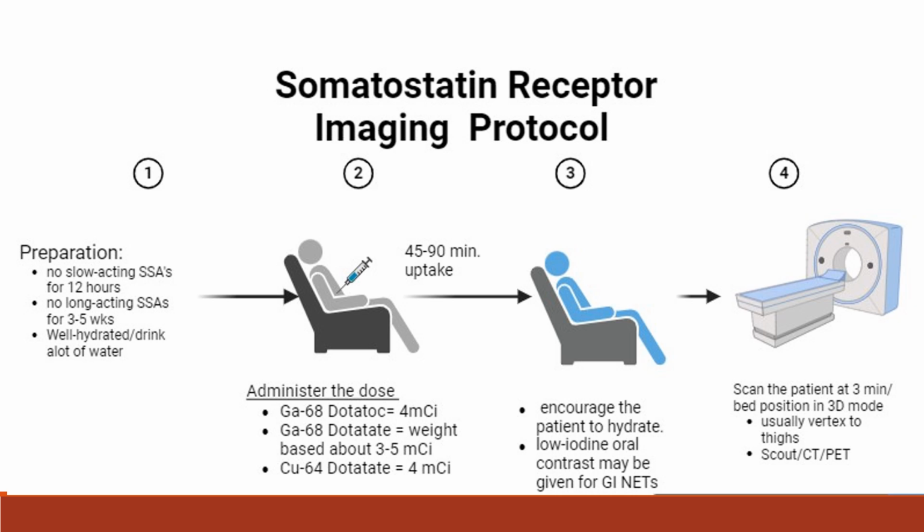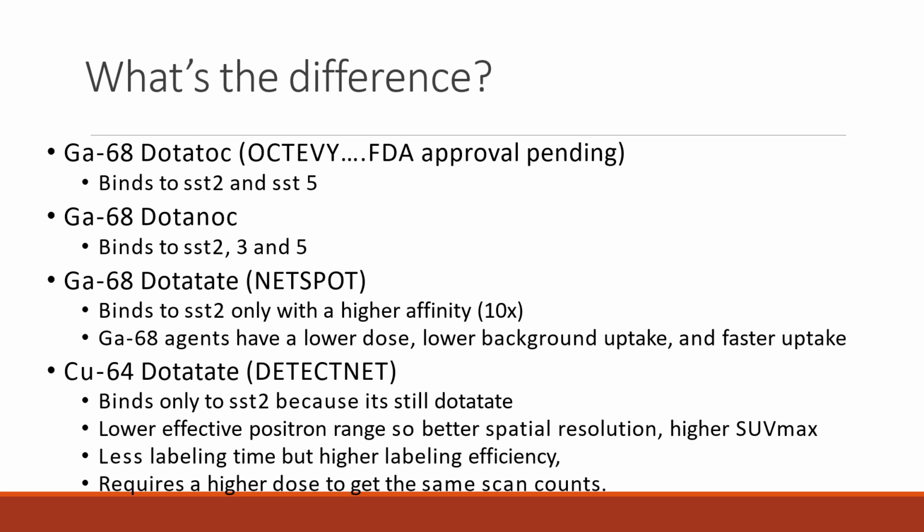Administer the dose, 4 millicuries for DOTATOC, weight-based for gallium DOTATATE, or it's about 3 to 5 millicuries. And then for copper, it's 4. Uptake for about 45 to 90 minutes roughly. And then encourage them to hydrate, have a low iodine oral contrast for GI neuroendocrine tumors, and then scan the patient 3 minutes per bed position for gallium and 4 to 5 for copper. And it's usually vertex to thighs. Remember, you do scout, CT, and then PET.